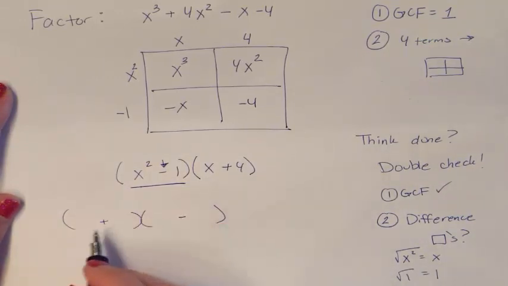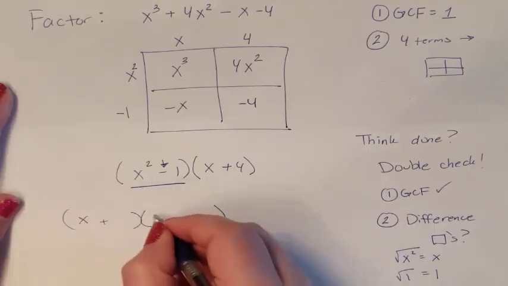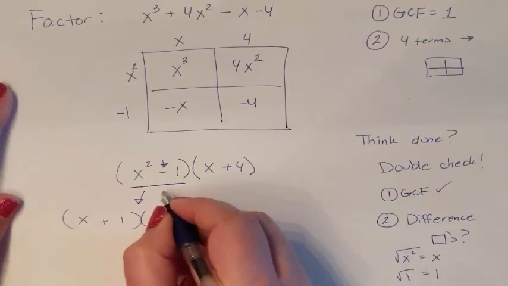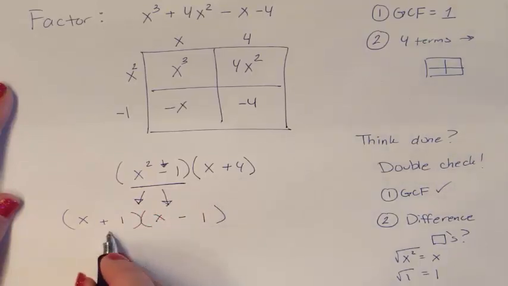Remember, difference had a minus and a plus. The front's square root was x, so here's my x's. The back square root was 1, so here's my 1's. So this got factored more to these two.